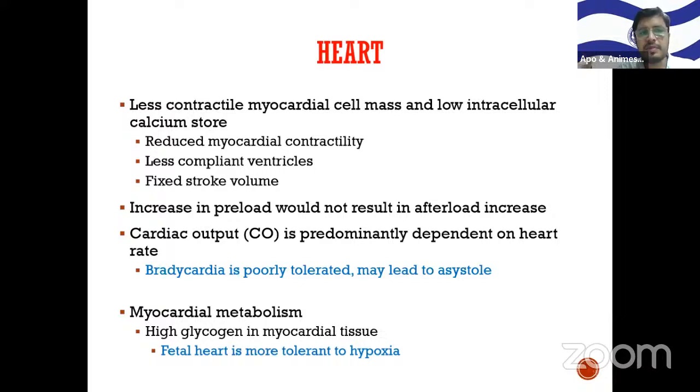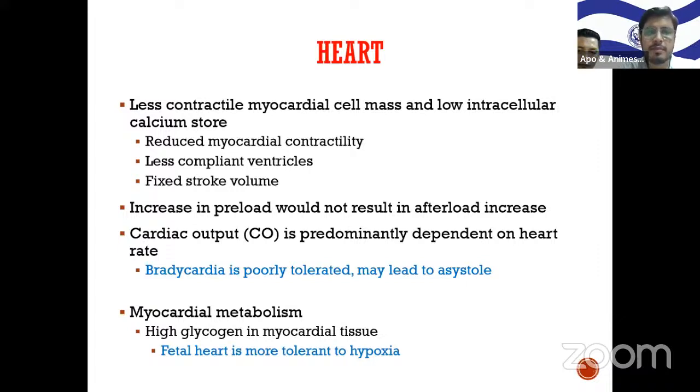So whenever we need to increase the cardiac output, we need to increase the heart rate, as the stroke volume is relatively fixed. So bradycardia, due to any reason, is very poorly tolerated in neonates and infants, and it may lead to asystole also in severe cases.